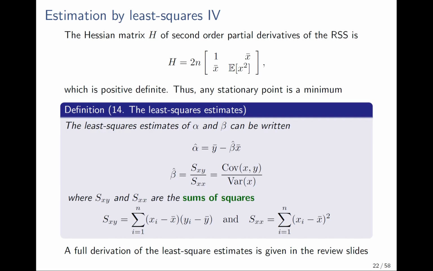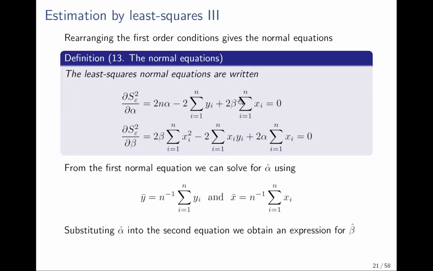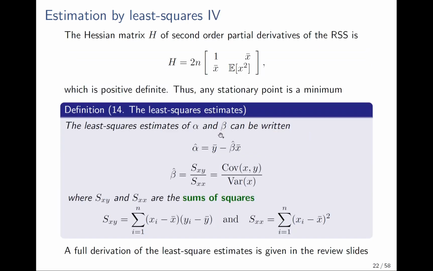And of course, because it's an optimization problem, we want to make sure it's a minimum, so we have to check the second order conditions. We do this by studying the Hessian matrix of second order partial derivatives, which in this case is positive definite, and therefore we know that our stationary point is a minimum. So we take the normal equations, solve for alpha, and plug alpha into the normal equation for beta. That gives us our least squares estimates of alpha and beta. We write them with a hat because they're estimates.